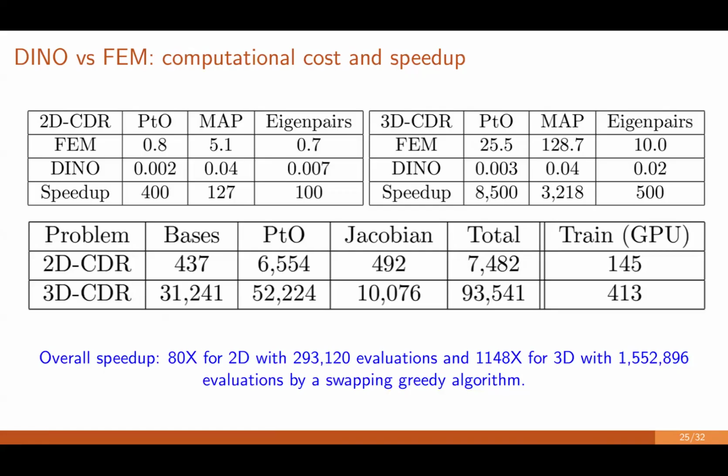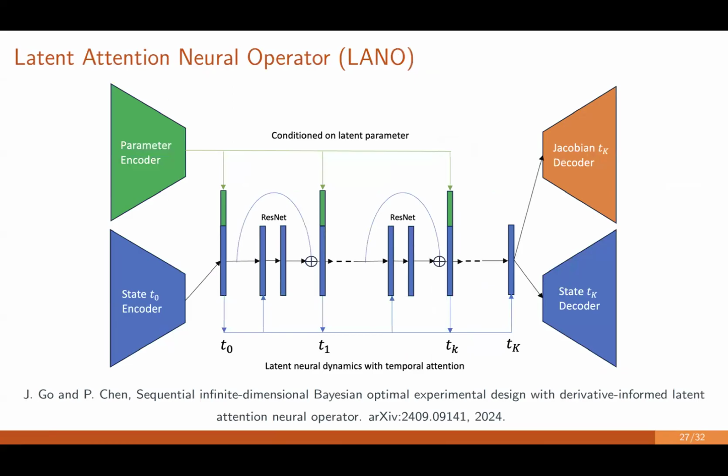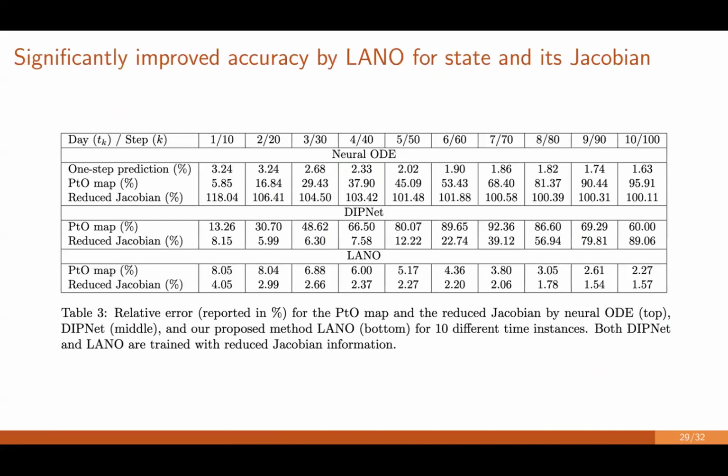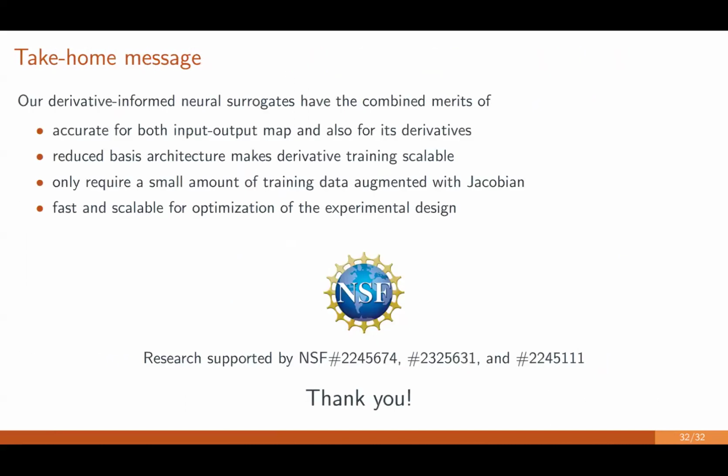Sorry, I'm not doing well on time, but for the last part on the sequential optimal experimental design and some neural network structure, I think I'll leave it here. If you are interested, then we can talk more about it.